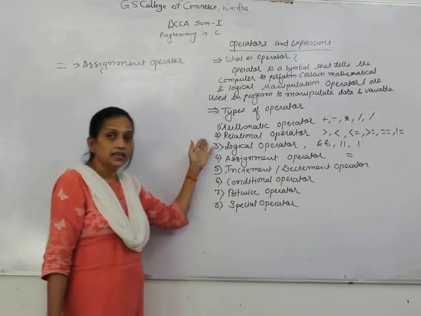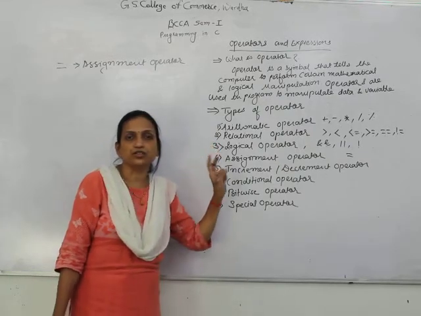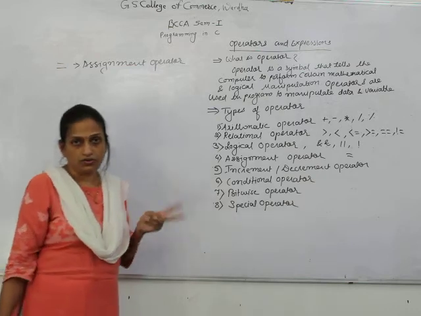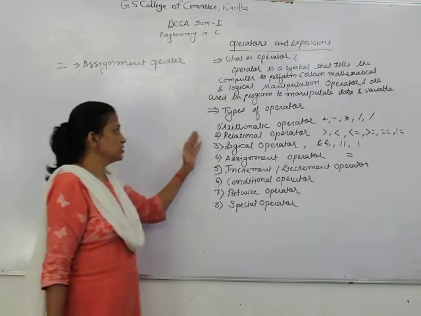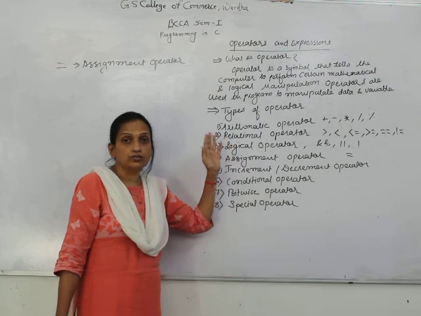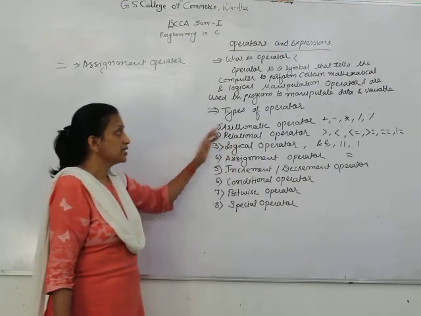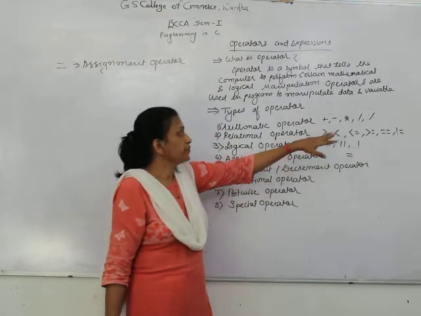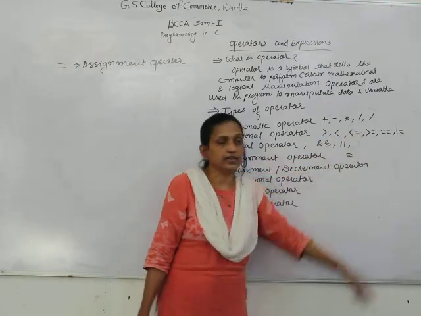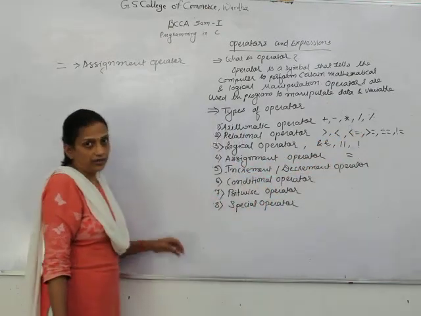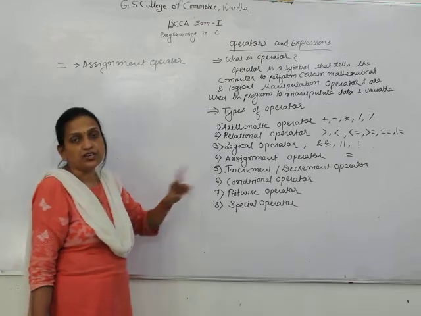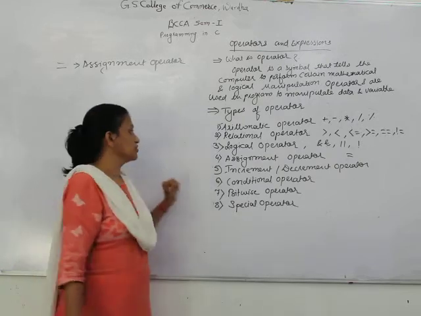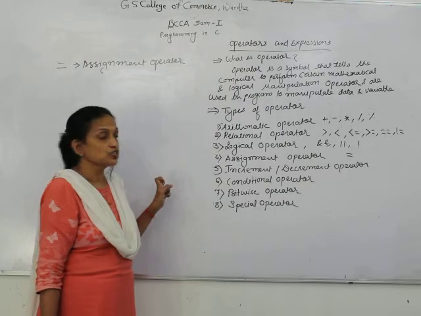The second is a relational operator, which is used to compare the value of two operands, that is less than, greater than, less than equals to, greater than equals to and not equals to. So it specifies the relation between the two operands, which is greater and which is smaller.